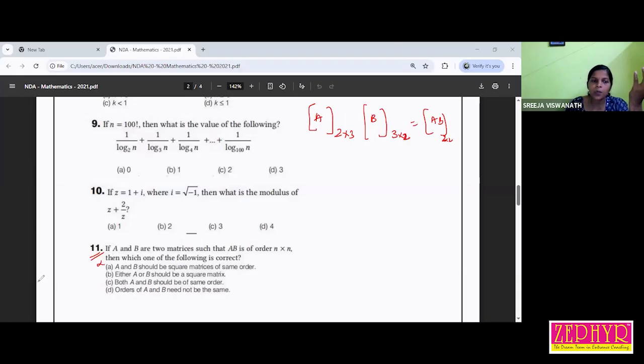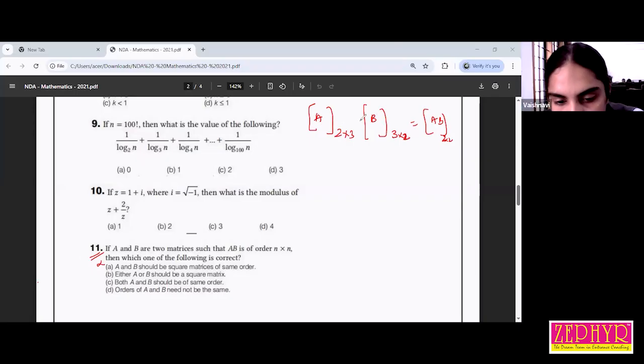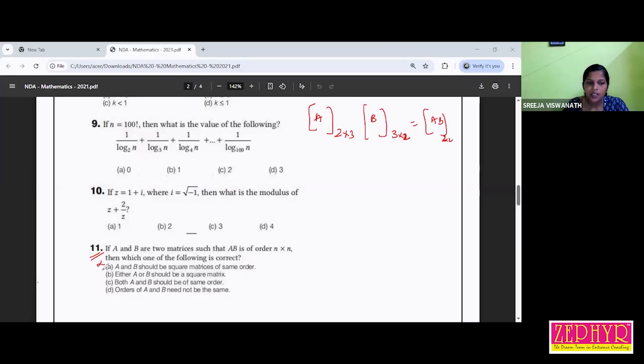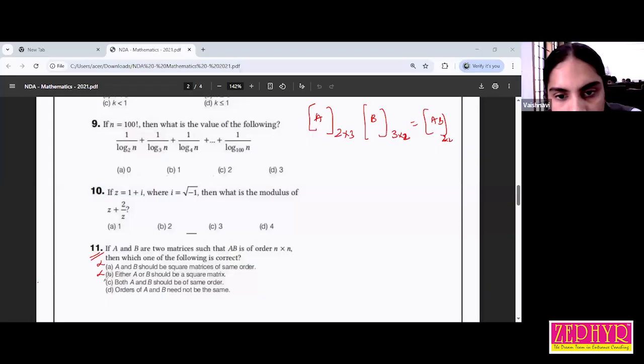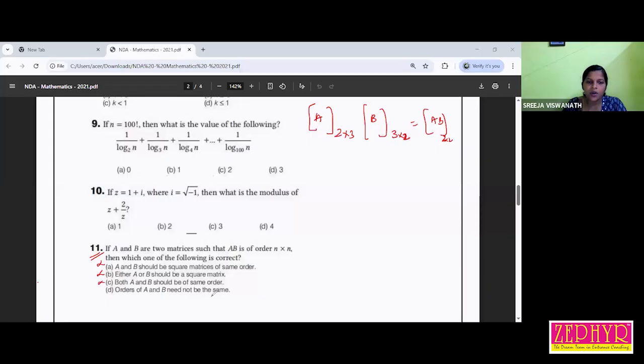Now what about the second option? Either A or B should be a square matrix. No. We can use the same example. Both A and B should be of the same order. No. The order of A and B need not be the same. That is correct.